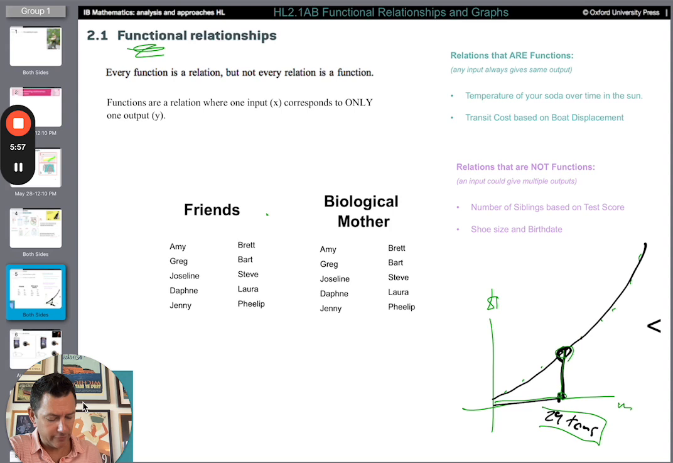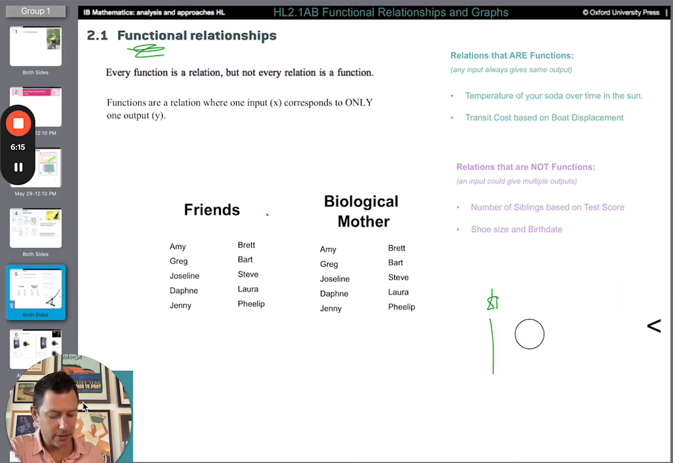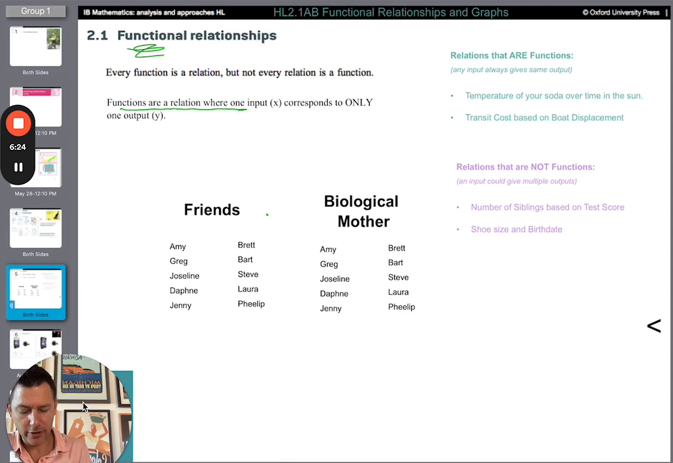When you put in 24 tons, it should give you $1,000 out as the cost. But if our boats weigh the same and you pay 1,000 and I pay 500, it means that you're bribing somebody or something, right? So the same input should always give you the same output. Here's a couple of examples of that. Functions are relations where an input always gives you the same output.